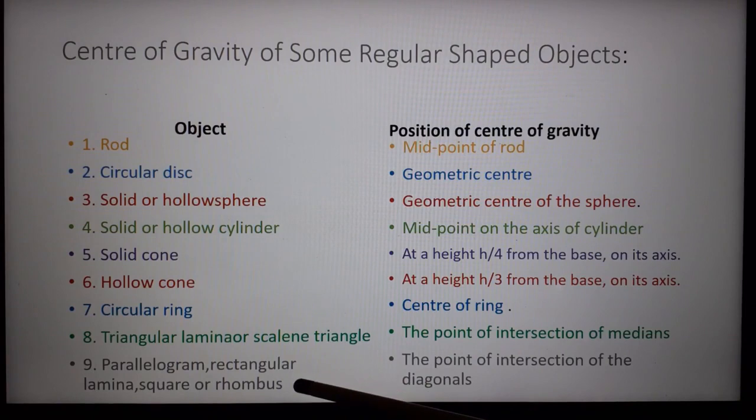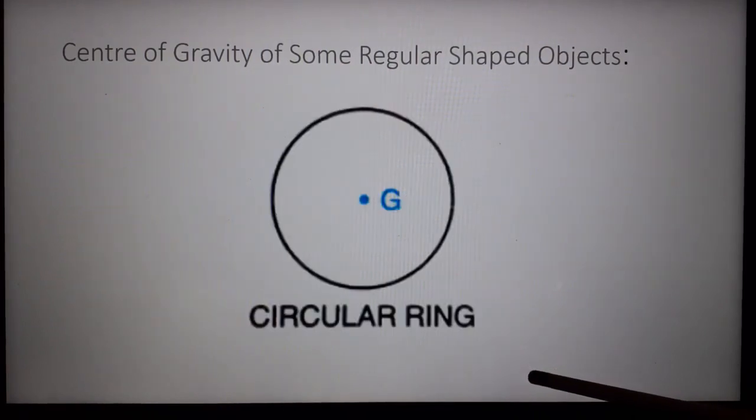Parallelogram, rectangular lamina, square, rhombus: you have to draw two diagonals. So the point of intersection of diagonals will give you the center of gravity.